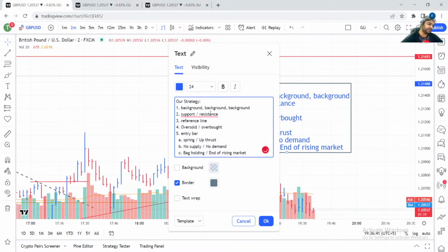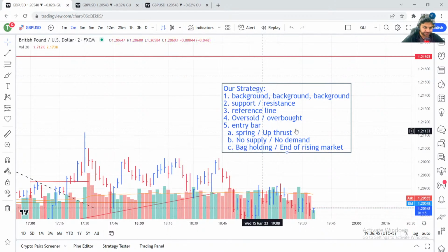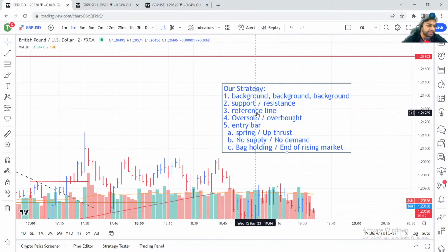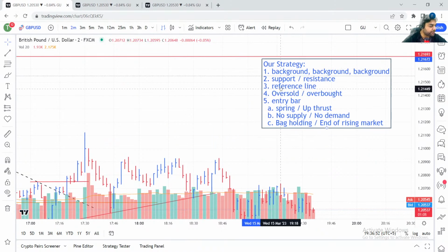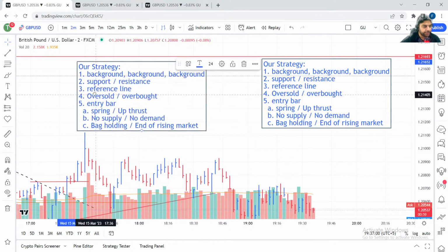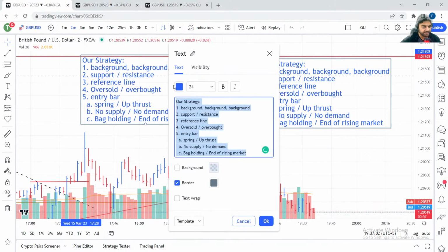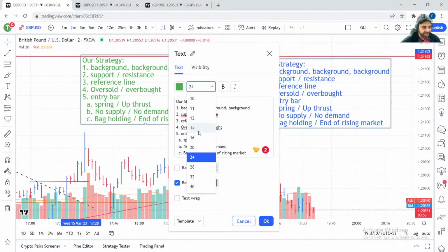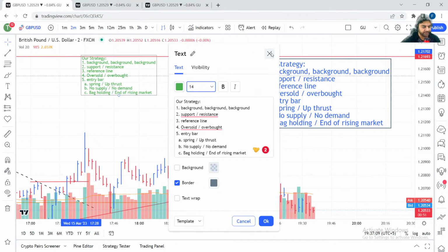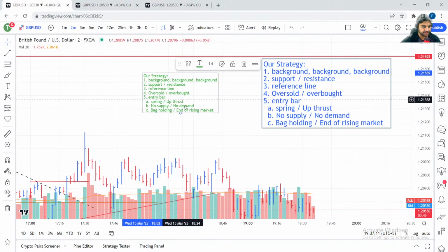Okay, so these are the bars in which we will enter, right? The strategy is pretty simple. Let's divide the strategy into two parts, because if you want to buy, then what should be the background and everything in the market, and for selling, what should be the strategy. I will make it green and indicate that this one is for buying.